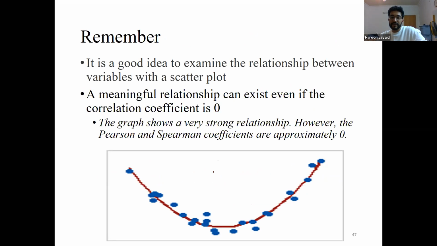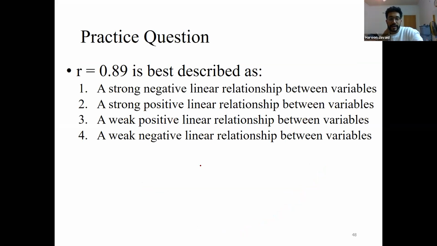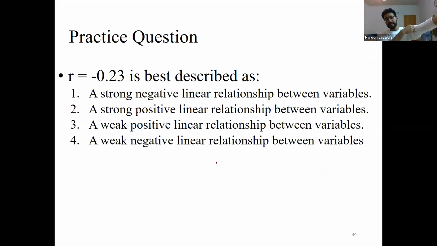Okay, over here it says the same thing. It's a good idea to examine the relationship between variables on a scatter plot, which means just a graph. So even if the correlation is 0, it could indicate something like this. Okay, next. Okay, yellow, answer. 1, 2, 3, or 4? Yes, strong positive. Next.